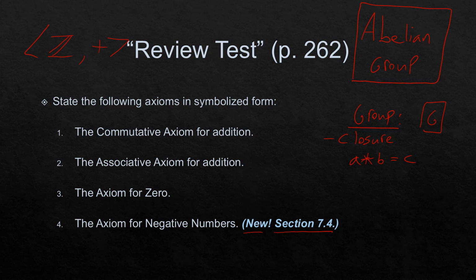So for example, integers are an Abelian group. They do have closure. If I add two integers, you're going to get another integer. You're not going to get something else. So in that sense, integers obey the closure principle. You also have associativity.